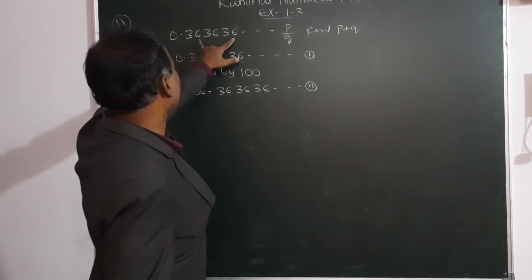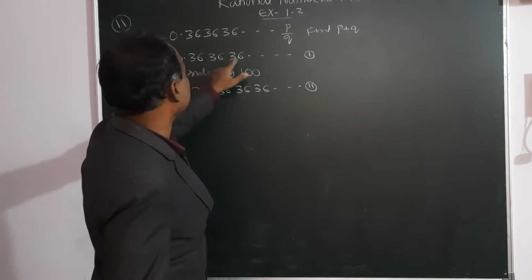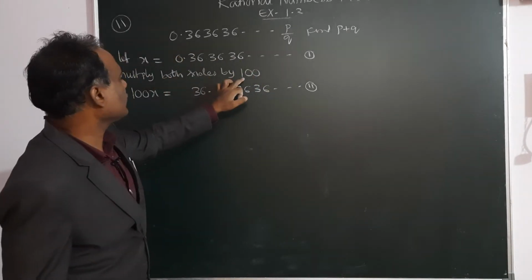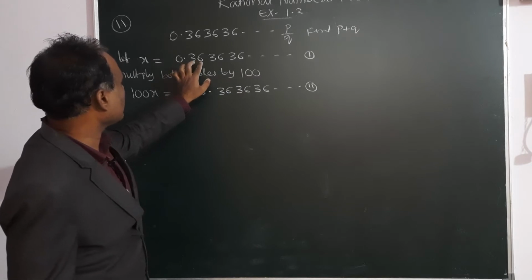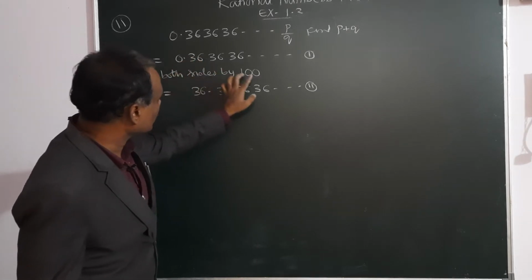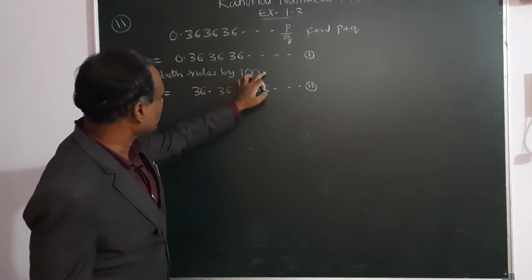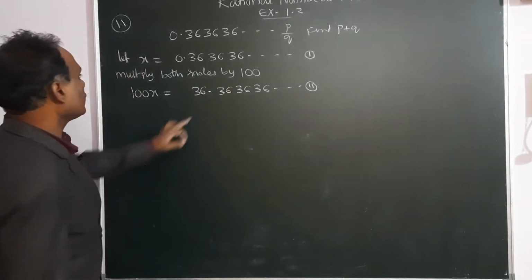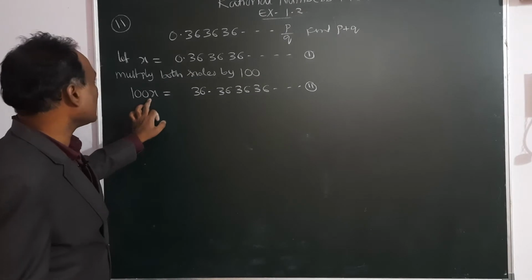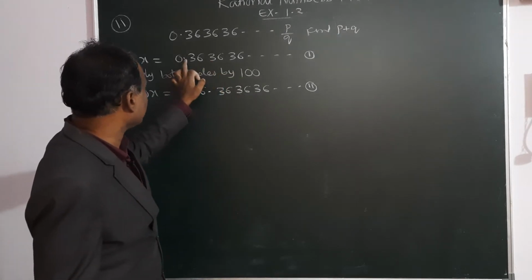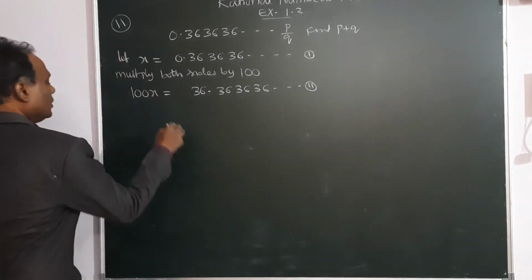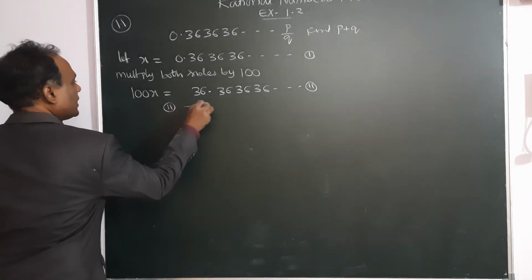Take the given non-terminating decimal as x. Multiplying both sides: if 2 numbers are repeated, periodicity is 2, so 2 zeros; if 3 numbers are repeated, 3 zeros; if 1 number is repeated, 10. So 100 into x is 100x, and the decimal changes to 36.3636. Now second equation minus first equation.